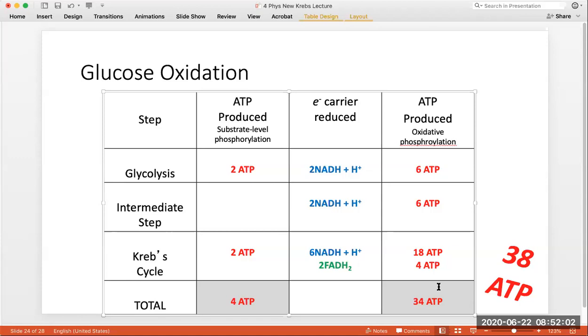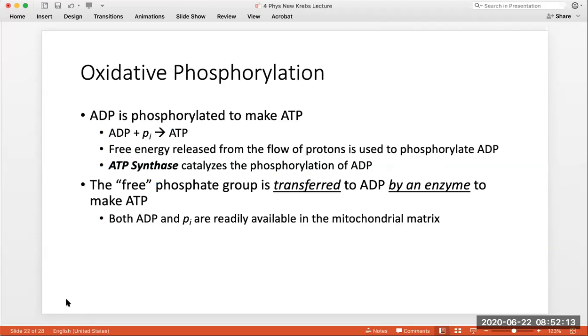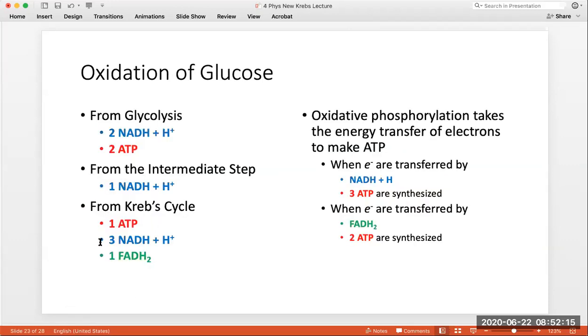Now, again, it's important to remember what you get from 1 turn of the Krebs cycle. Let me go back to this really quickly. We can even go right here. From 1 turn of the Krebs cycle, so this is from 1 acetate that enters the Krebs cycle, you make 1 ATP, 3 NADH plus H plus, and 1 FADH2.